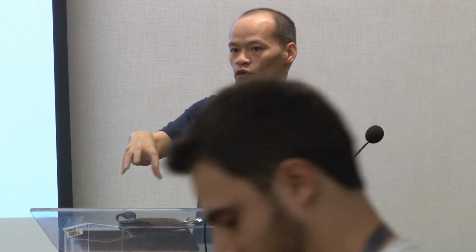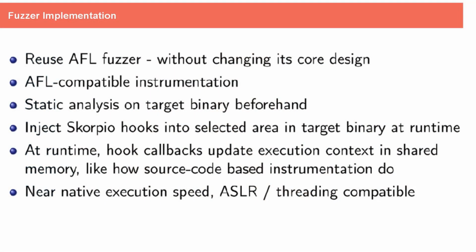So what we have to do is perform static analysis on the target binary before we build the fuzzer, so we locate where we want to focus fuzzing. For example, usually we just focus on the parser code, right? So we reverse the program first and locate the parser, and we instrument only those areas. And of course, we use Scorpio to hook into the program at runtime. As a result, our fuzzer is very fast. It runs at near native speed.